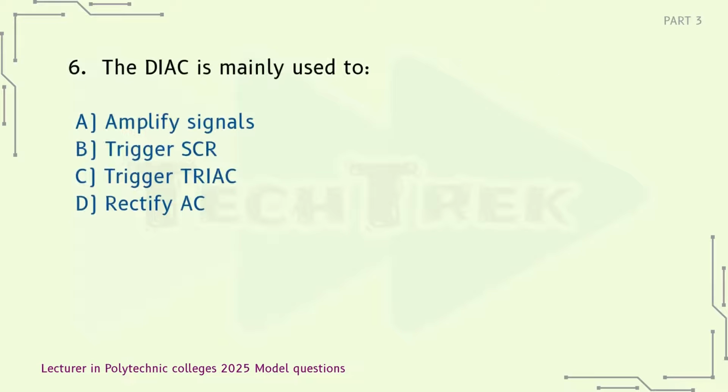The DIAC is mainly used to A. Amplify signals. B. Trigger SCR. C. Trigger triac. D. Rectify AC. Correct answer is option C, trigger triac.